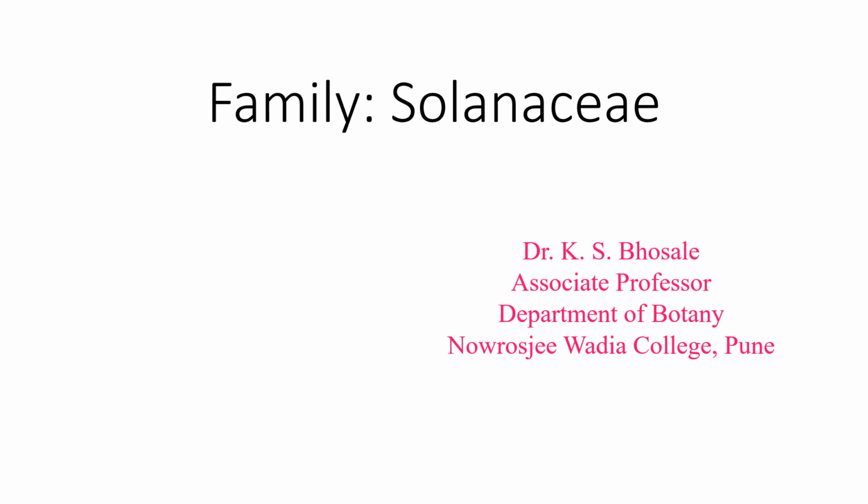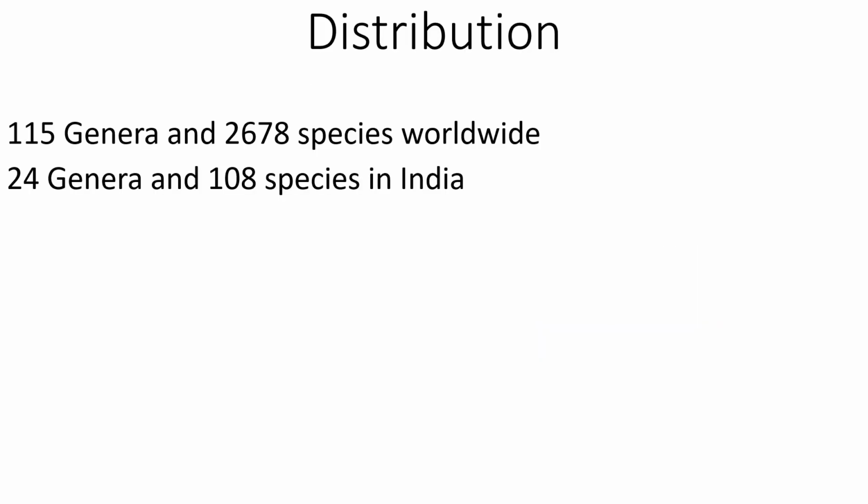Hi students, today's family we are going to study is Solanaceae. Family Solanaceae is represented by 115 genera and 2678 species worldwide, whereas in India there are 24 genera and 108 species distributed.